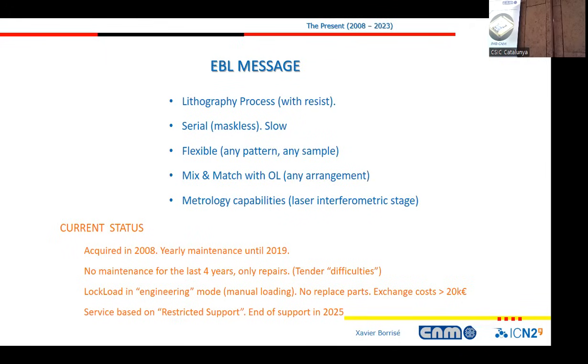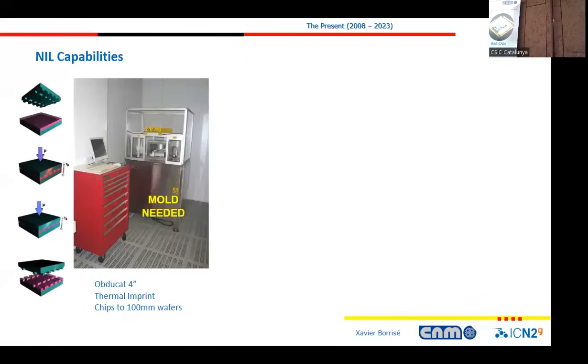For example, the load lock is in manual mode, which means that only Albert and we can load the sample. The users cannot, because it's quite a critical process. There are no replacement parts for that. Nowadays we are in restricted support mode, which means that they provide support, but they cannot guarantee that they have replacement parts. And next year, the support of the system is finishing. That's the situation.